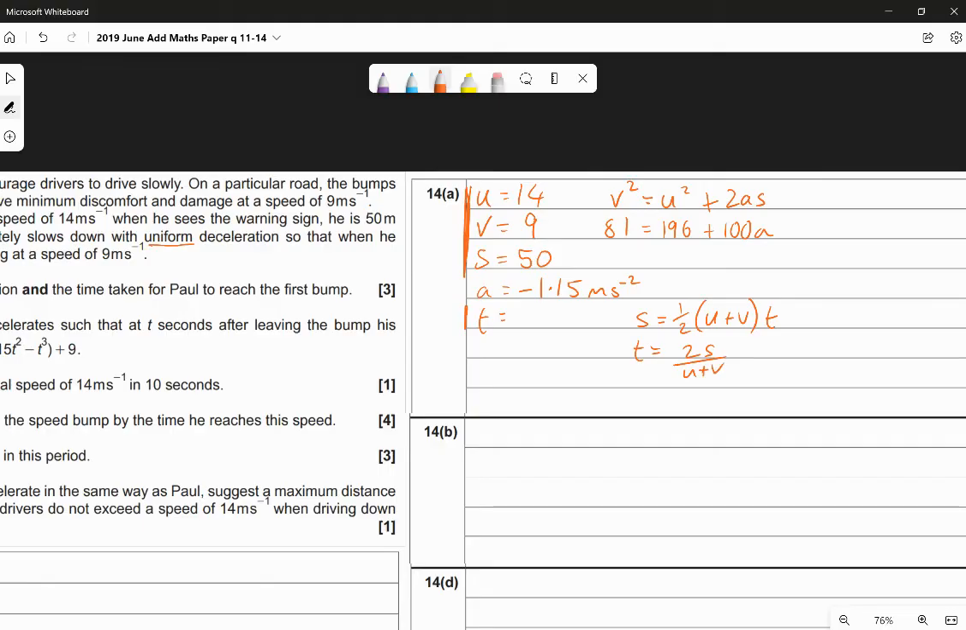So substituting in 50 for s and 14 and 9 for u and v, we get t equals 50 divided by 23. When I say 50, I obviously mean 100, because it's 2s, not 1s. So that's about 4.35 seconds to 2 decimal places, or to 3 significant figures. Okay. So that's the time taken, 4.35 seconds.